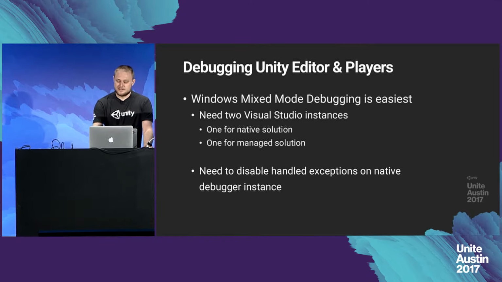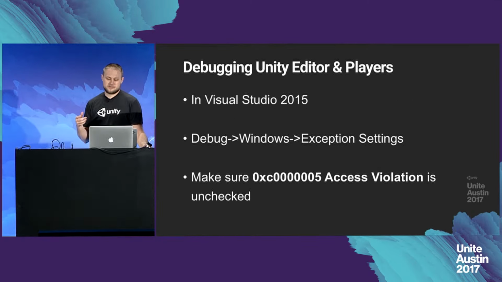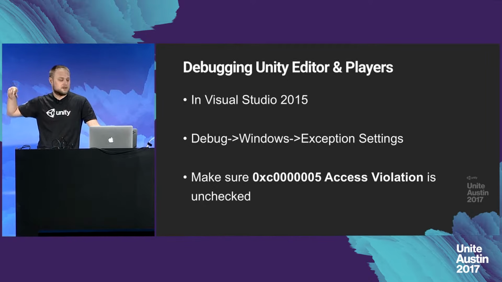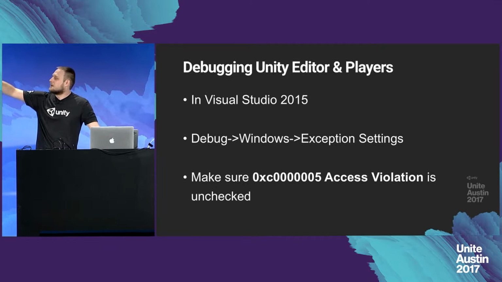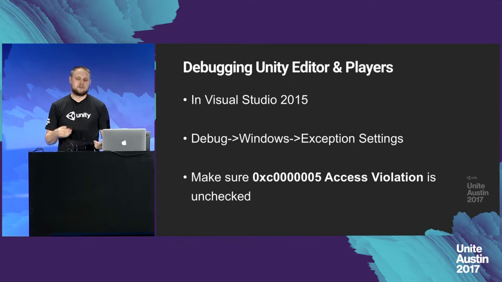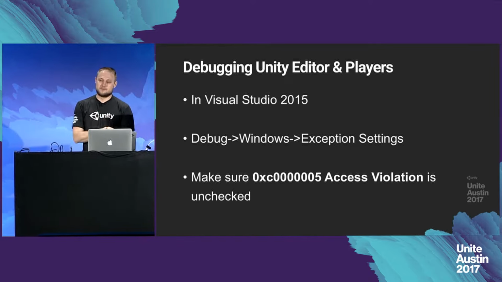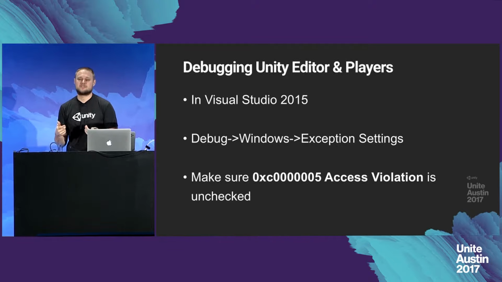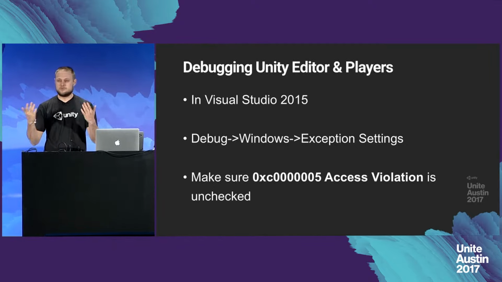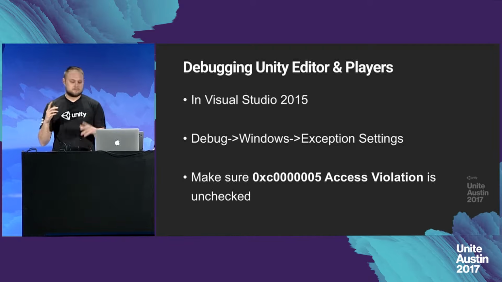The way you can do that is in the native solution. For instance, you can use Visual Studio 2015. You just go to Debug, Windows, Exception Settings, and then you just uncheck the access violation for that hex code there. That will ensure that the native solution doesn't catch those first chance exceptions, and then you can simultaneously debug. And yeah, that's about it. After that, you basically have two Visual Studio instances. You can set breakpoints in either. Go back and forth.